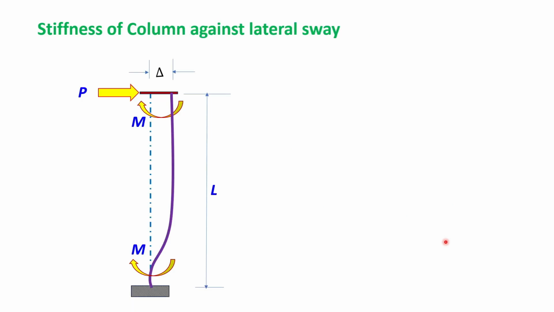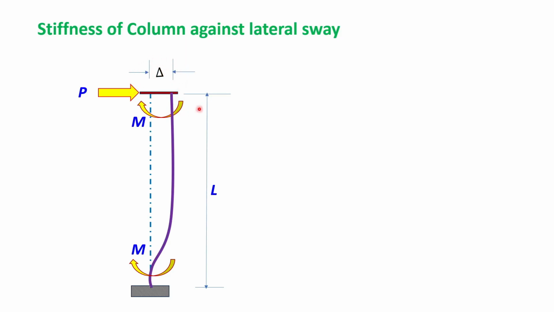Now we take another case, the stiffness of a column against lateral sway. A column was standing vertically here like this, shown by the dotted line, and because of the application of a force P at the top, the column is swayed by an amount delta at the top.